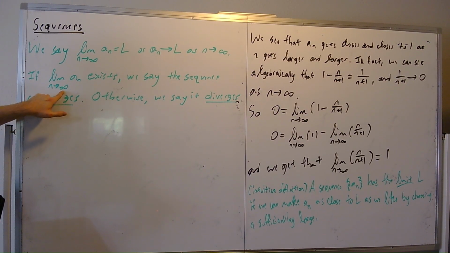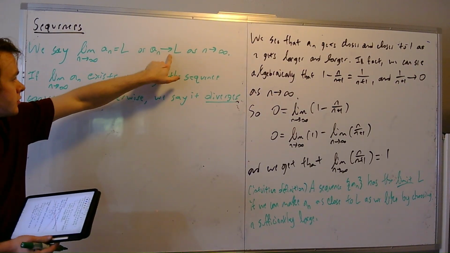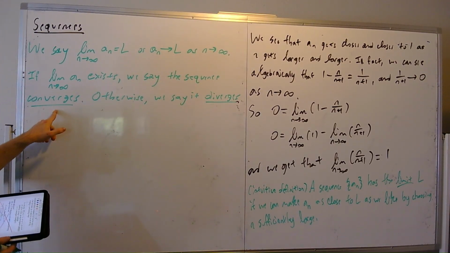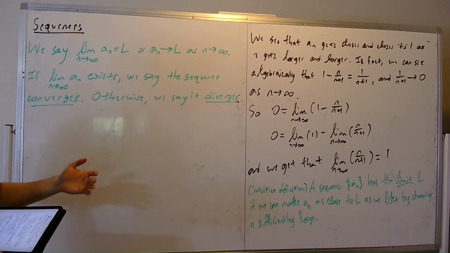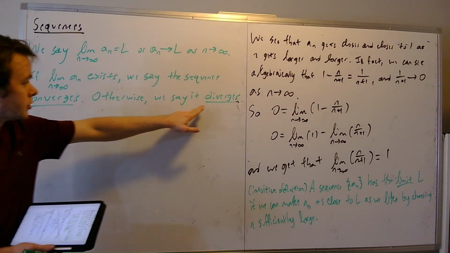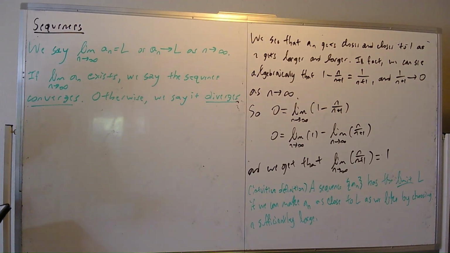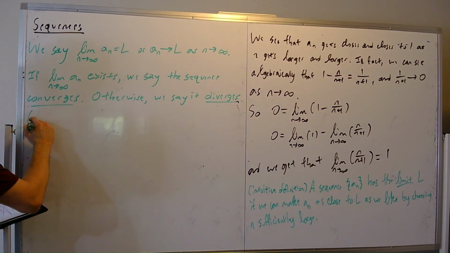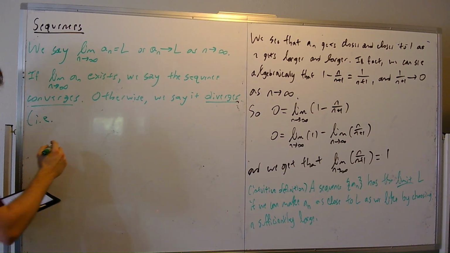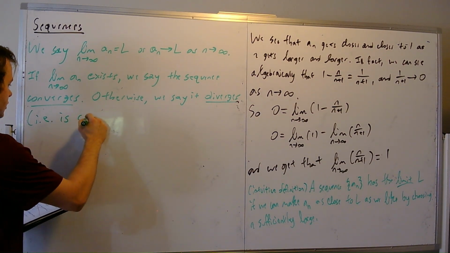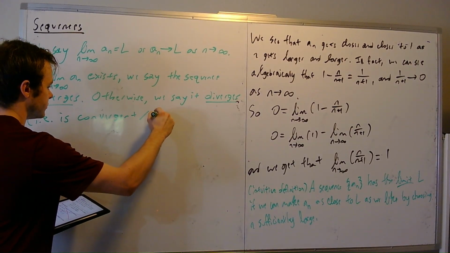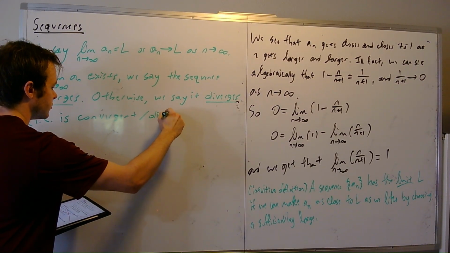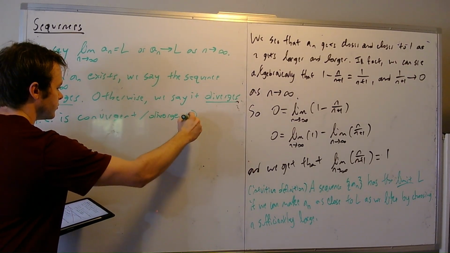So if you take the limit as n goes to infinity of these entries, and it goes towards this number L, then we'd say it's convergent, and if it doesn't go to a number, or if it goes towards infinity, then we'd say that it's divergent. Okay. So say, i.e., it is convergent / divergent. Okay.